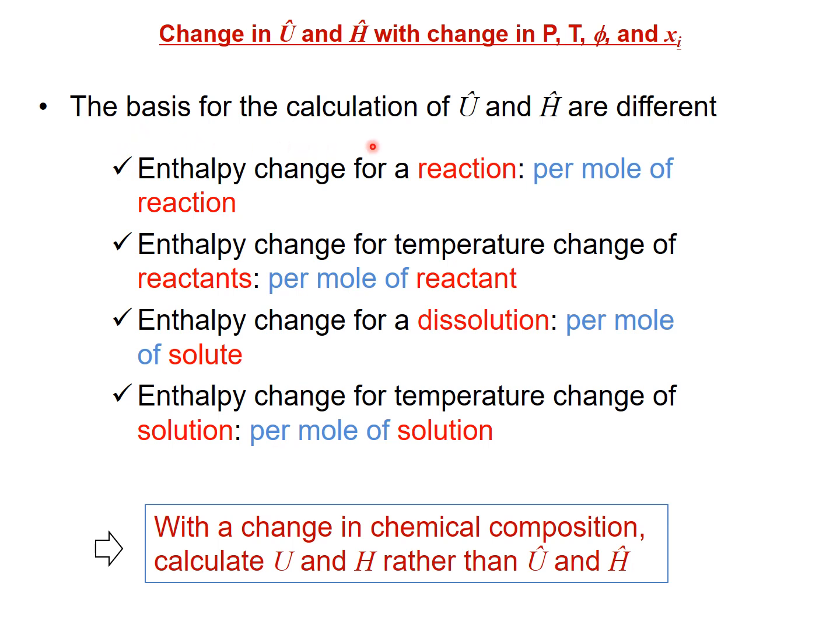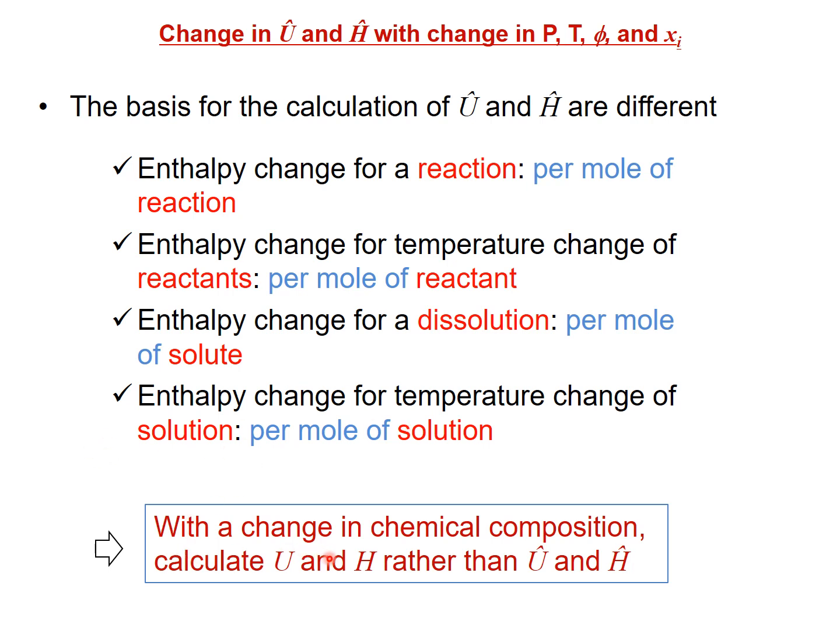The bases for the calculation of internal energy and enthalpy are different. For example, enthalpy change for a reaction, reaction enthalpy, is based on per mole of reaction. Enthalpy change for temperature change of reactant, per mole of reactant. Enthalpy change for dissolution, per mole of solute. Enthalpy change for temperature change of solution, per mole of solution. It means the bases are different for the enthalpies.